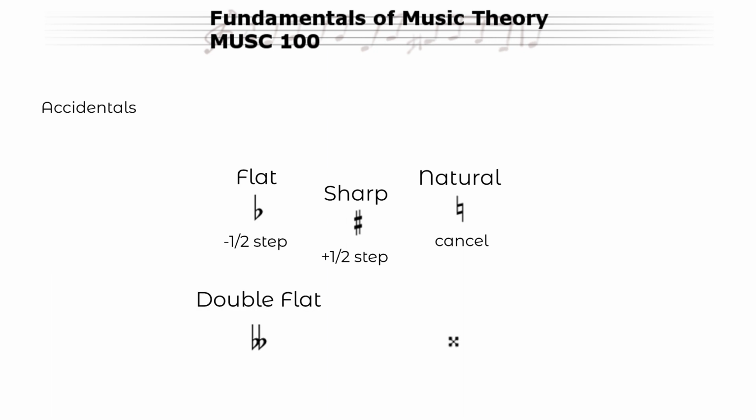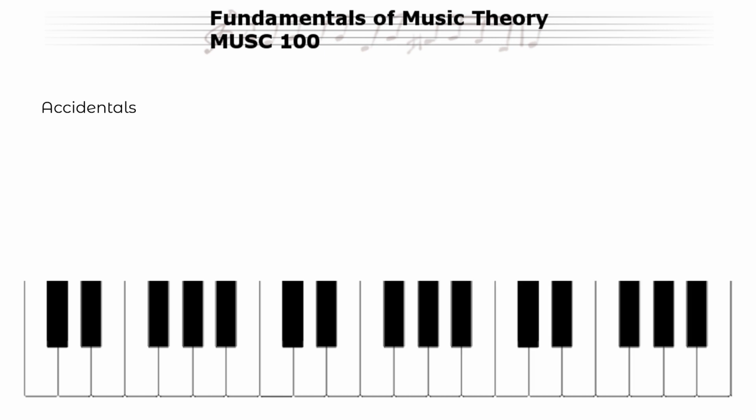The double flat lowers the pitch of a note by 2 half steps, for a total of 1 whole step. The double sharp raises the pitch of a note by 2 half steps, or 1 whole step. Let's look at the keyboard to see exactly how accidentals change the notes they are attached to.